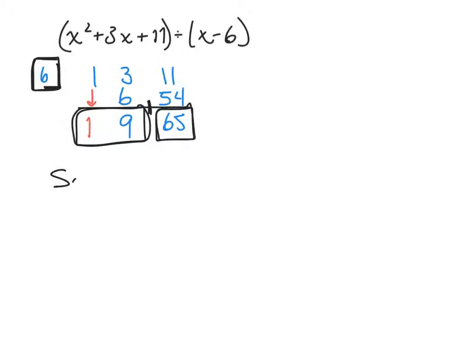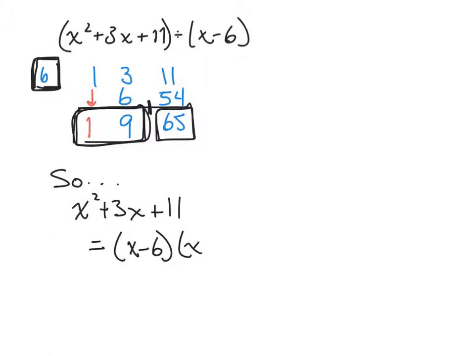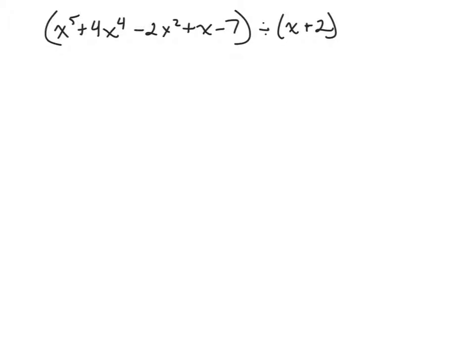So, x squared plus 3x plus 11 can be rewritten as, from the 6, that would be x minus 6. From the 1 and 9, that's going to be x plus 9. And our remainder is 65, so we say plus 65. This type of division is really great when we have very large polynomials that we want to divide.